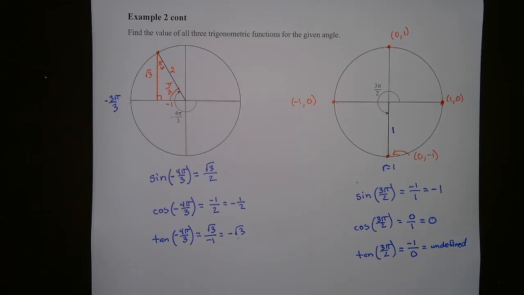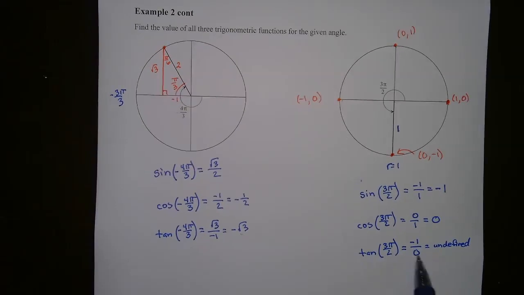What's going to happen is when we divide by 0, this is either going to go to infinity or negative infinity, depending on what side we're coming from. This is going to cause a vertical asymptote when we get to the graphs of tangent. You don't have to know that right now. You just have to know that dividing by 0 is undefined. All right, so now we're done with example 2, and now I want to move on to example number 3.